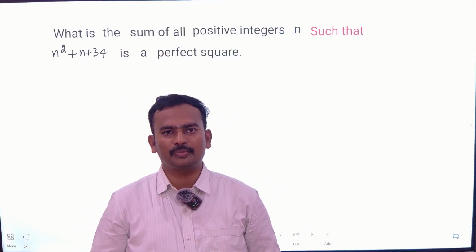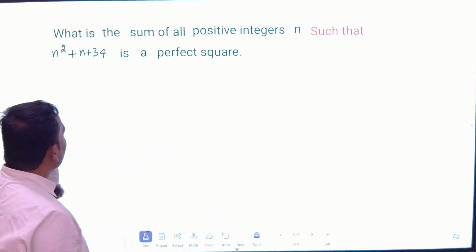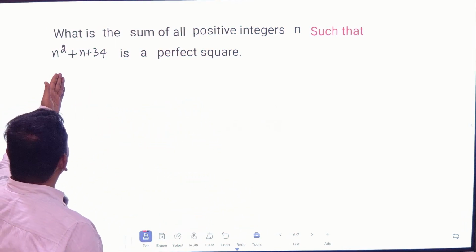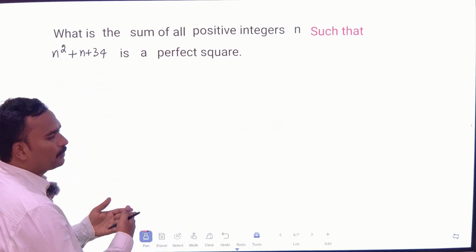Today I am going to discuss with you very interesting number theory questions. You can see what the question is: what is the sum of all positive integers n such that n square plus n plus 34 is a perfect square? You know what a perfect square means.